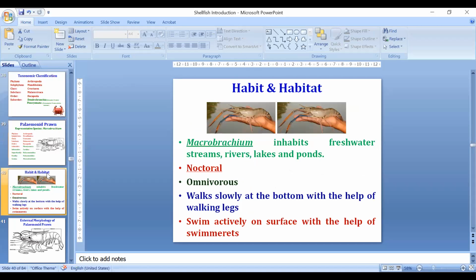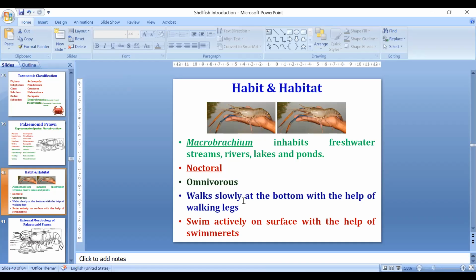Okay, so we will start with the habitat. Just look at this image. This is the image of the freshwater prawn Macrobrachium rosenbergii, which is also known as the giant freshwater prawn because of its huge size. As I have told, they inhabit freshwater streams, rivers, lakes, and ponds. They are nocturnal, meaning they are basically active at night for feeding and other important activities. They are omnivorous in nature, meaning their food comprises both plant and animal sources.